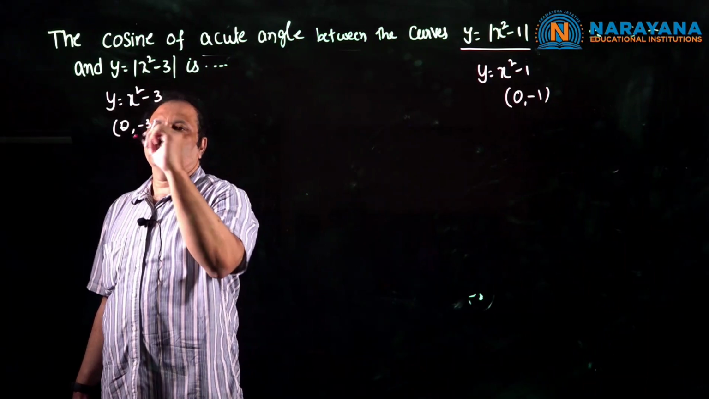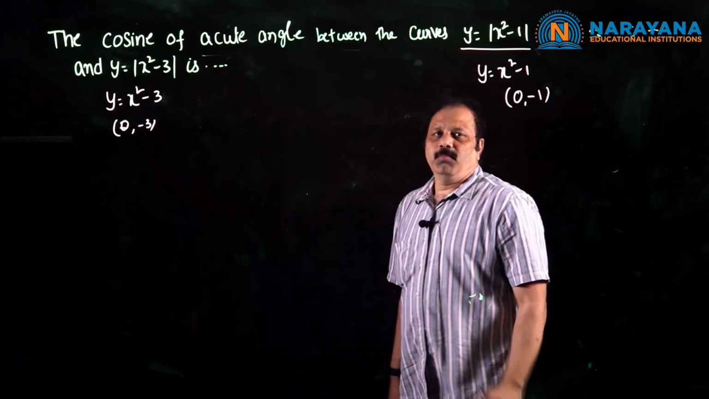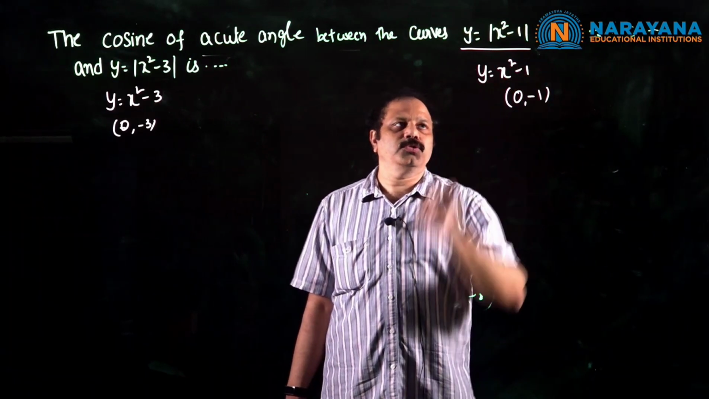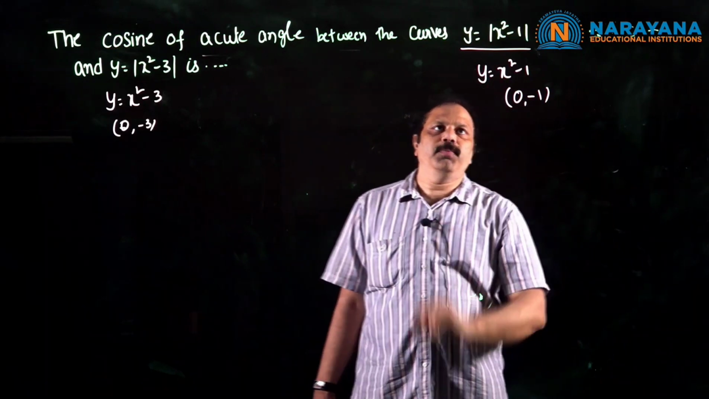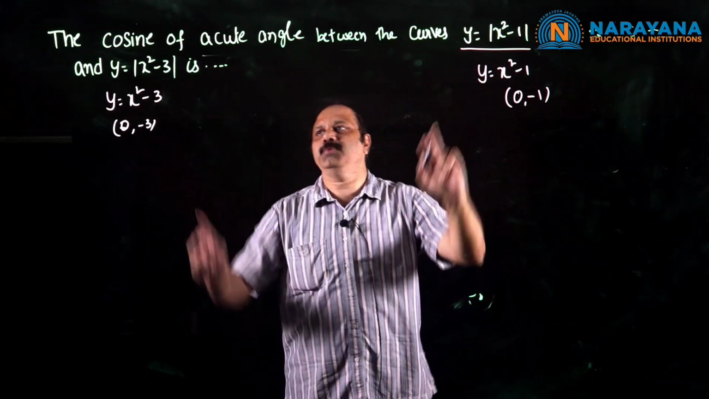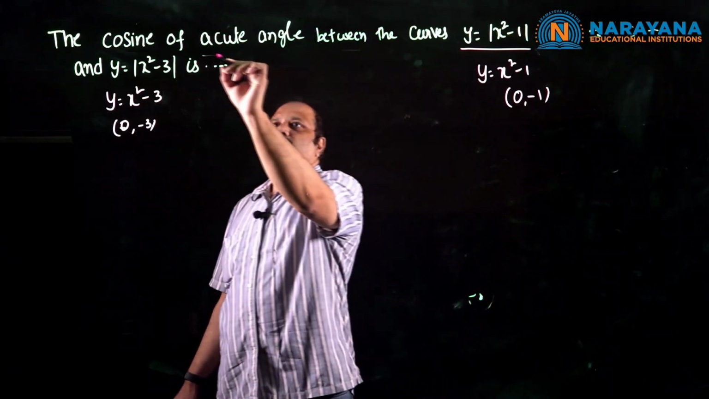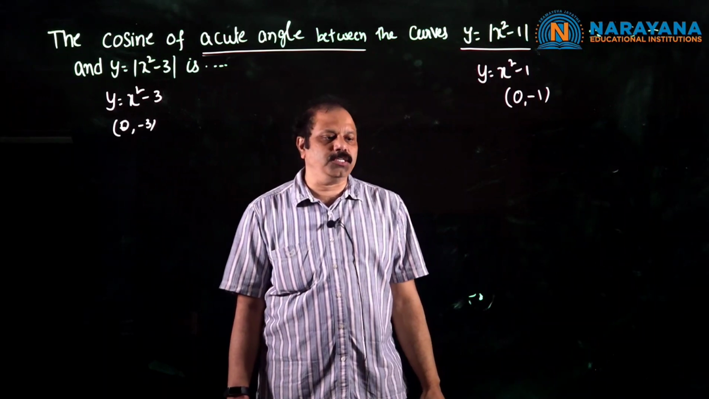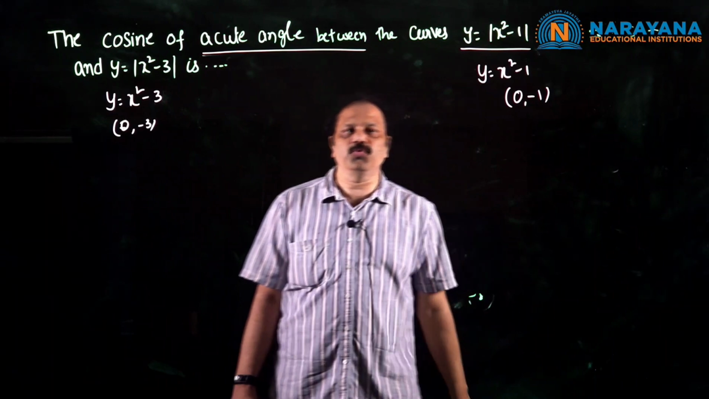But whenever a modulus sign is there, first draw the graph of y equals x squared minus 1. Then we take the image of the part below the x axis with respect to the x axis. We need to apply the same thing for both the curves. Here we need to find the acute angle between the curves, which means first we need to find the points of intersection. Before that, let us see the nature of the curves and the graph of these two functions.